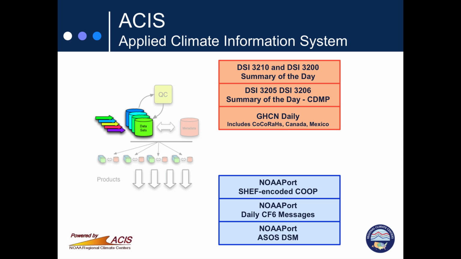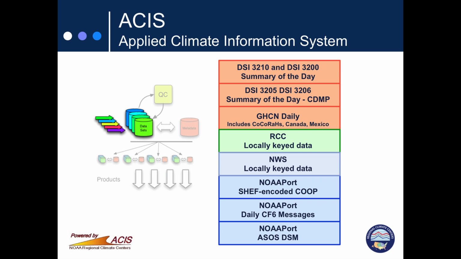The RCCs also maintain a number of CF6 encoders. CF6-encoded co-op data is added to ACIS numerous times during the day to assure that the most recent data are available to users. Some RCCs also key data locally. These may be co-op stations that do not use WeatherCoder or other sources of information. They are added to ACIS when available.